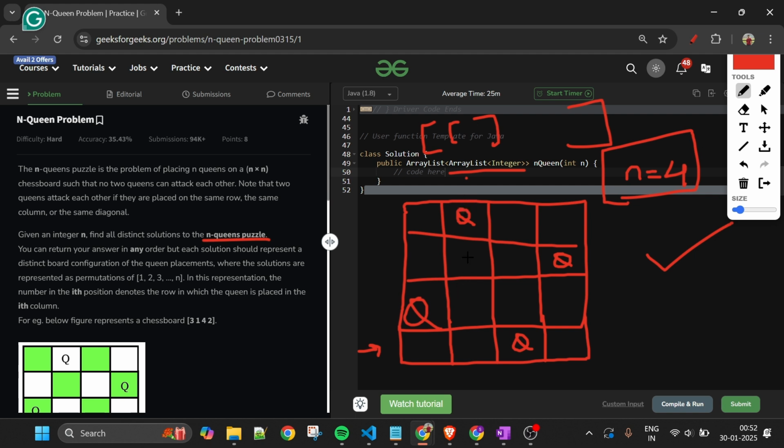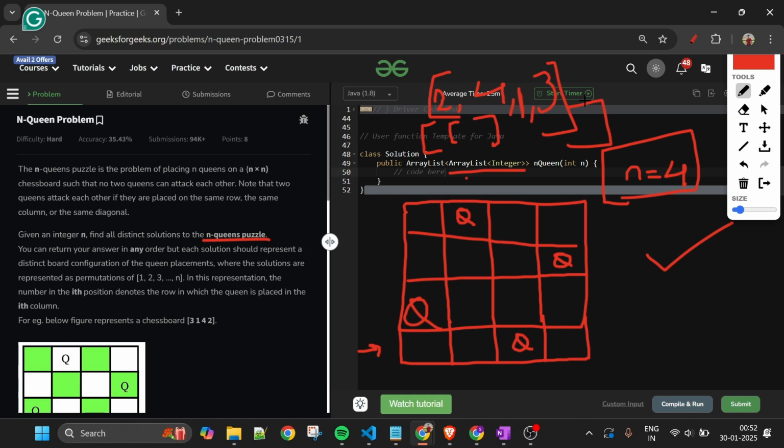Second column in the first row. Okay, I will fill 2. After that, fourth column in the second row, let's write fourth. After that, first column in the third row, okay, I will write 1. And after that, third column. So this is one of the answers, 2413.